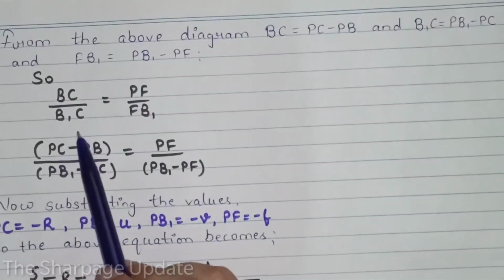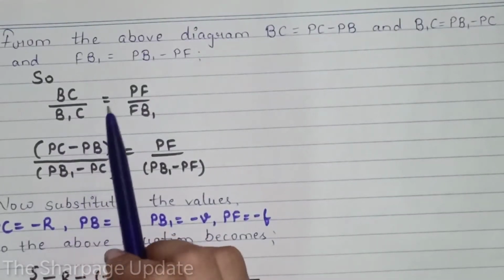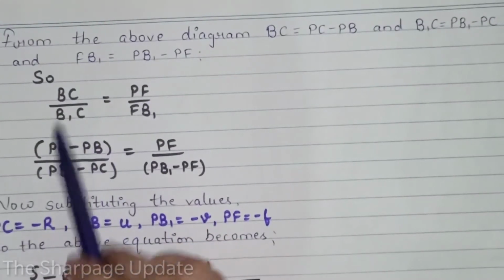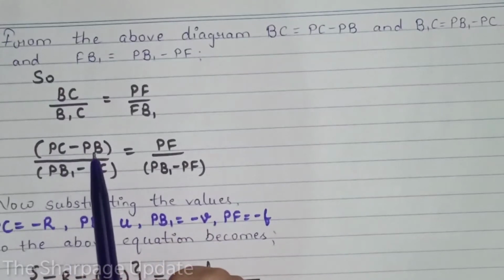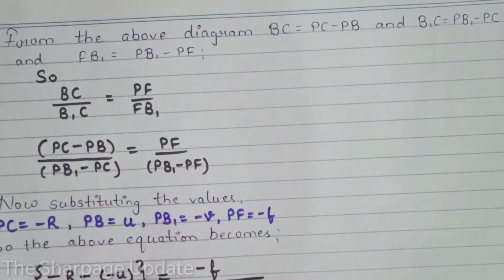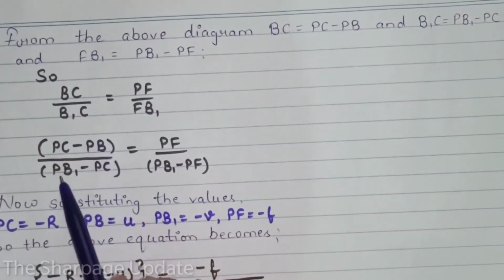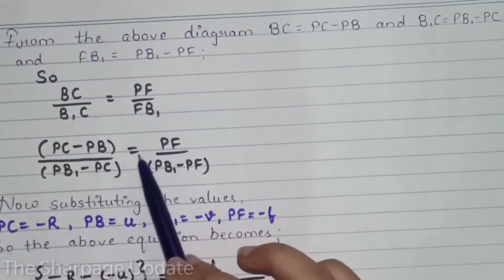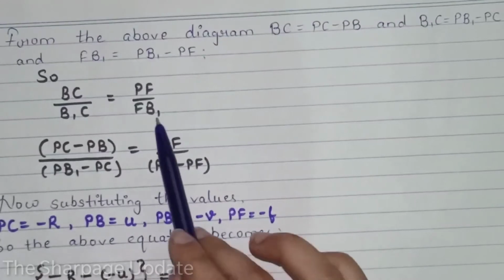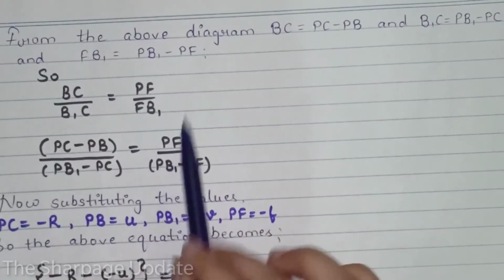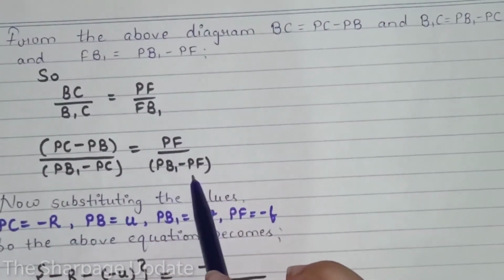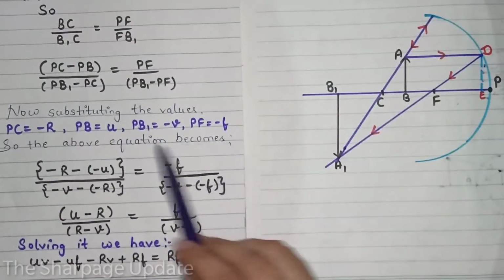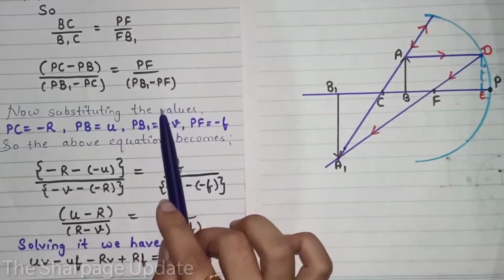We can write this equation: BC upon B1C is equal to PF upon FB1, as BC is equal to PC minus PB, and B1C is equal to PB1 minus PC, and PF upon FB1 is equal to PB1 minus PF. Dear students, now we will substitute the values.